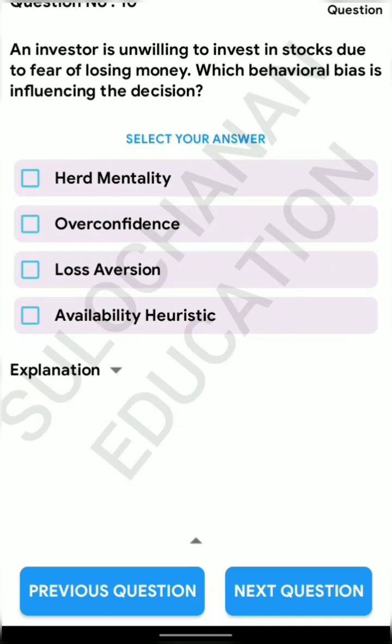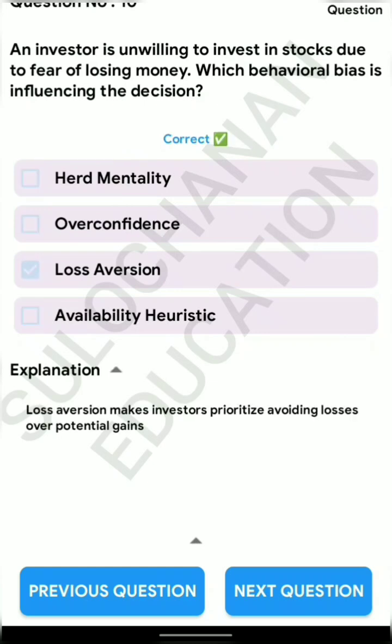An investor is unwilling to invest in stocks due to fear of losing money. Which behavioral bias is influencing the decision? And the correct answer is C. Loss aversion.